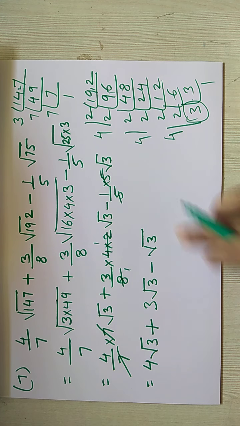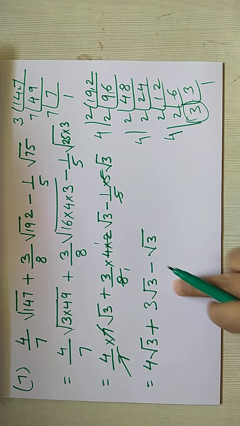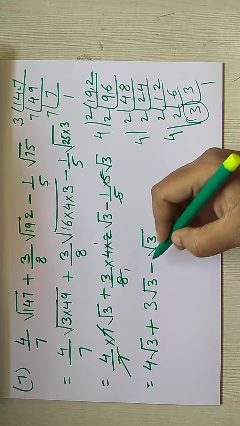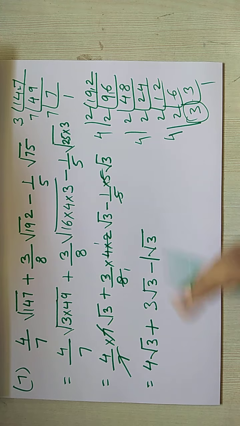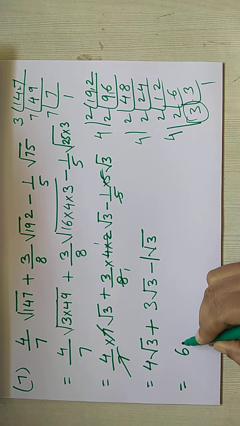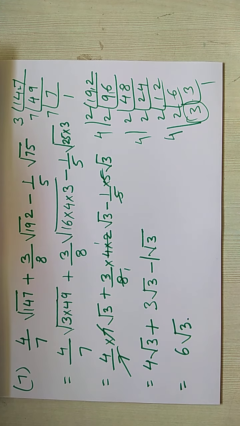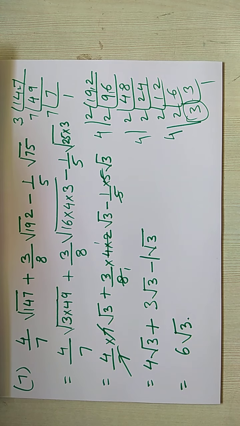Okay, so all are like surds. Root 3, root 3, root 3. So let's add them. 4 and 3, 7. 7 minus 1, 6. So the final answer is 6 root 3. So the sum is looking quite difficult, but is so easy to solve. Okay, so this was the simplified sum. We have a total of 5 sums over there.